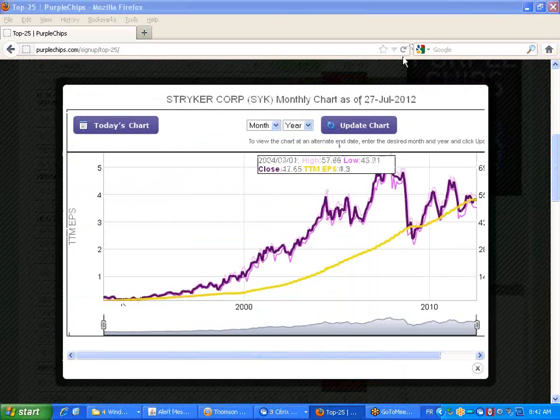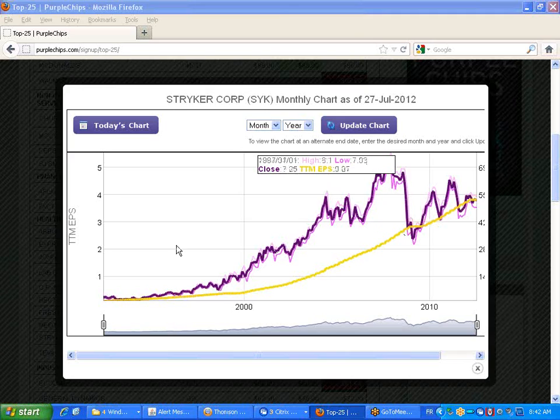and then what I see here, I've got basically two things. There is the stock price, which is in purple. The last sale is in the dark purple. And then you've got the high and the low. And as you scroll, you can see the date and the corresponding prices. The yellow line is the earnings per share over the same period. In this case, we've got a 20-year chart for Stryker.